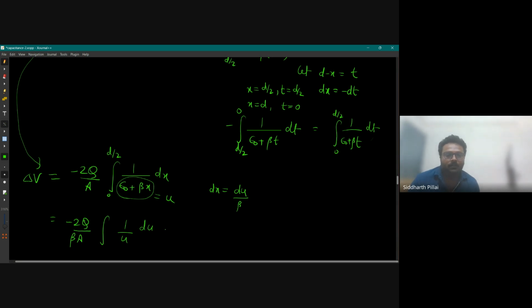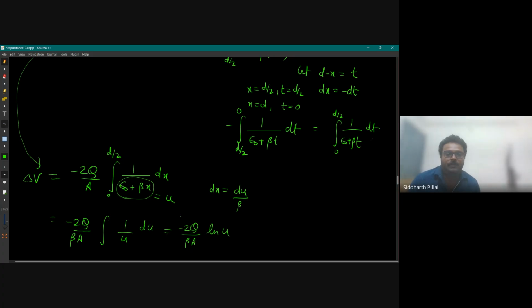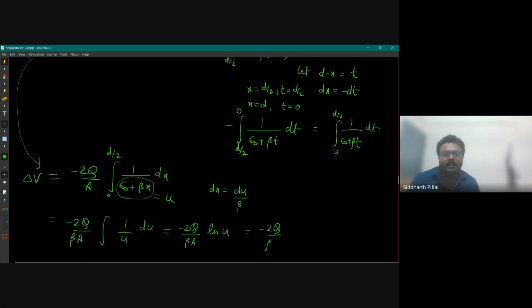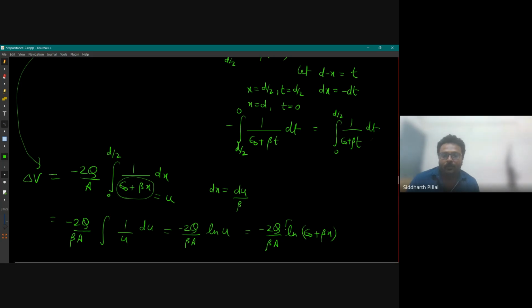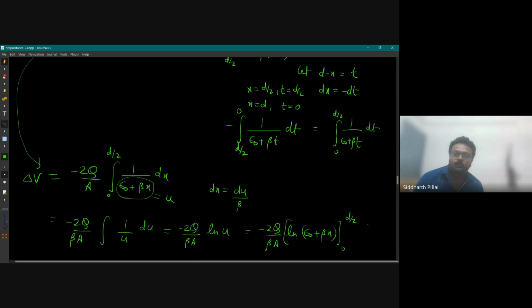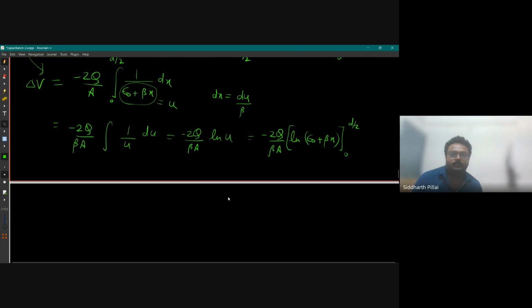This integral everyone knows is just the natural log of u. So minus 2q by beta A into ln u. Substitute back what is ln u. I'll get minus 2q by beta A into ln (epsilon naught plus beta x), between the limits 0 and d by 2. Correct? So let me add another page here.